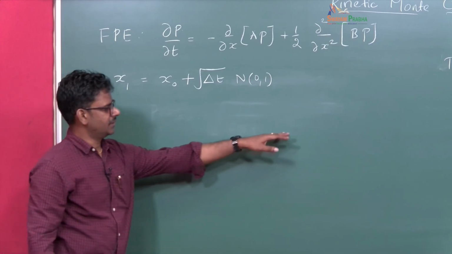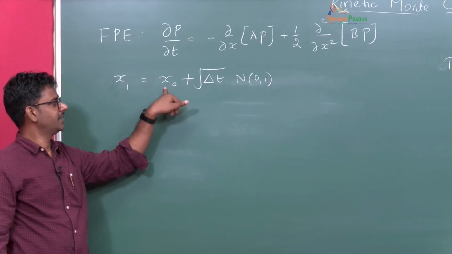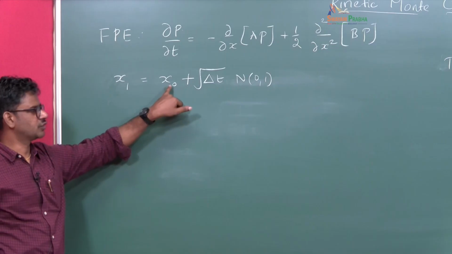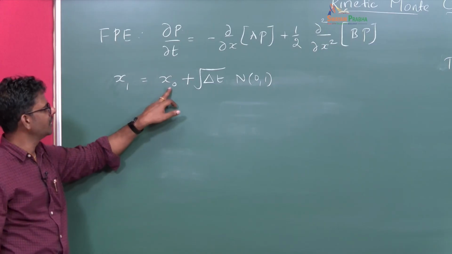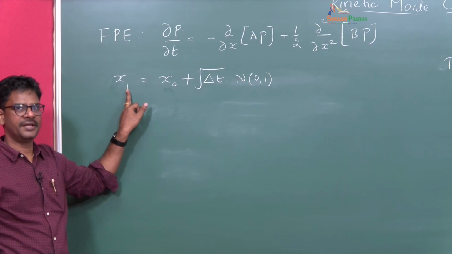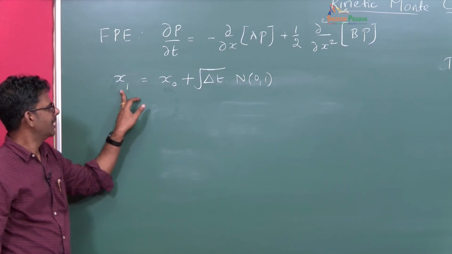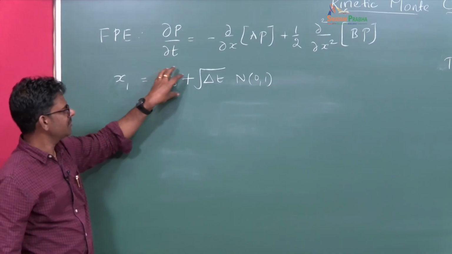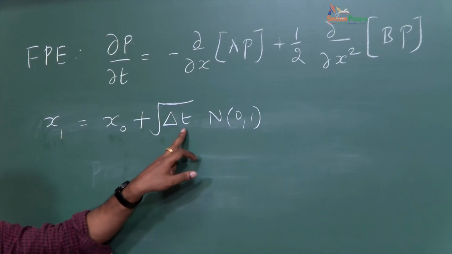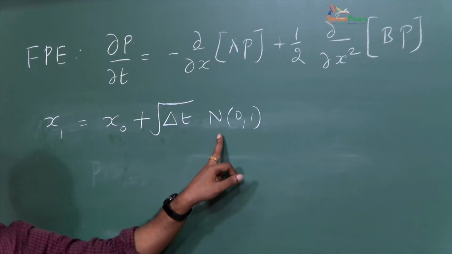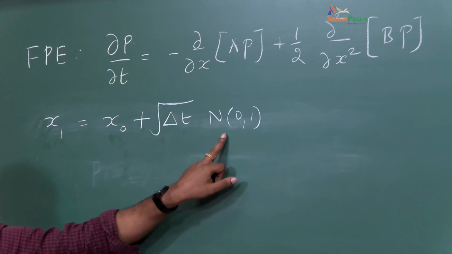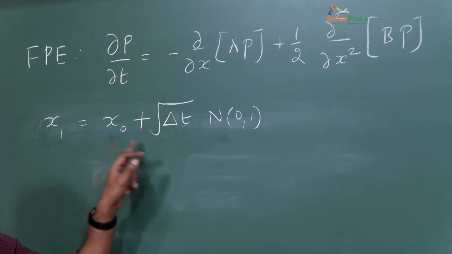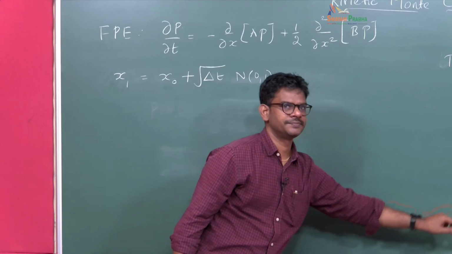Suppose this, let us say, has an initial condition that the particle starts at x naught. This can be 0 or it can be non-zero. This is the starting point, time t equal to 0. At the next time step delta t, the position is x1, and this can be obtained by the initial position plus square root of delta t times a random number drawn from a normal random variate. So, this formula is written based on this.